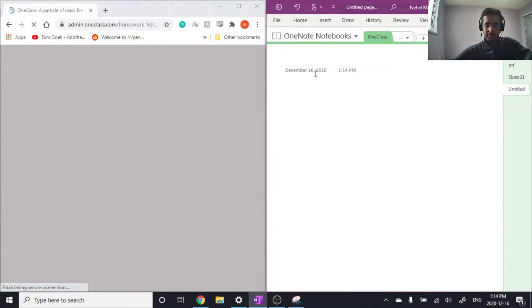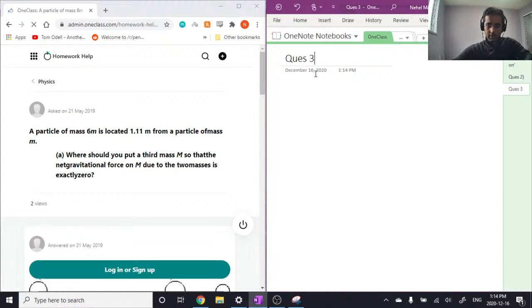Okay, next up, question 3. A particle of mass 6m is located 1.1 meters from a particle of mass small m. Where should we put a third mass m so that the net gravitational force on m due to the two masses is exactly 0? Okay, so this is a question for gravitational forces.